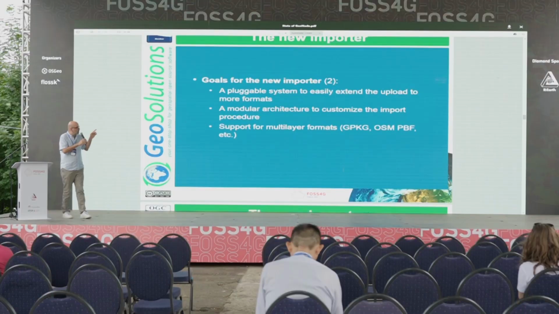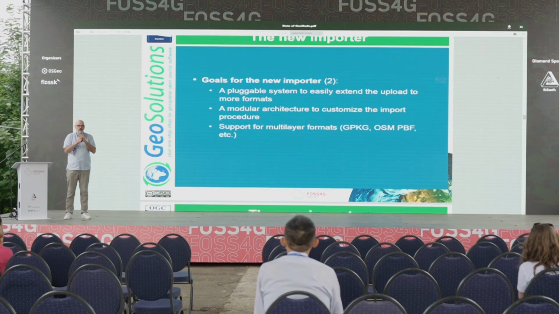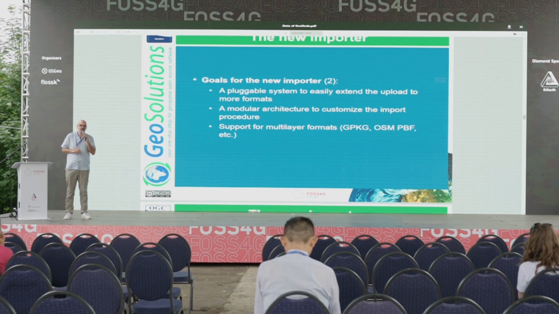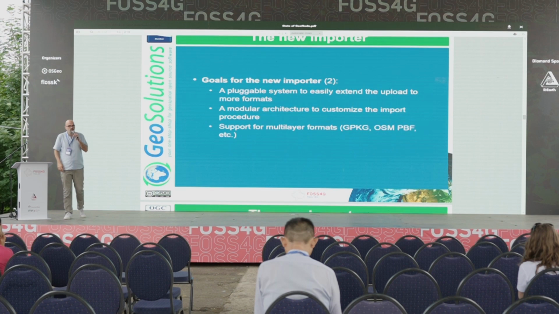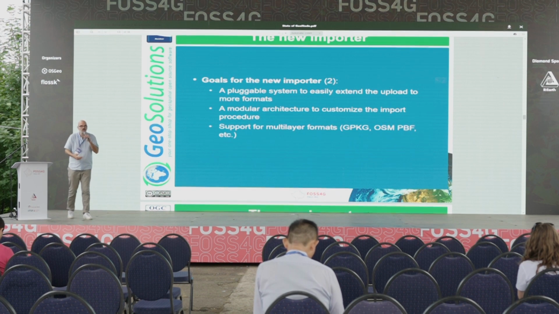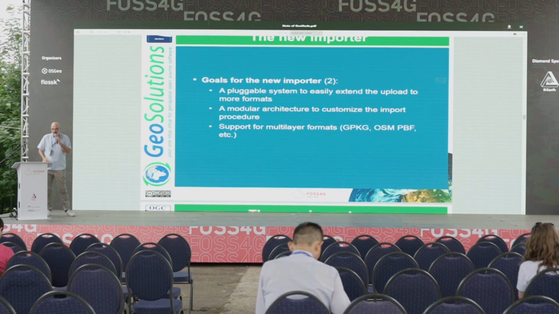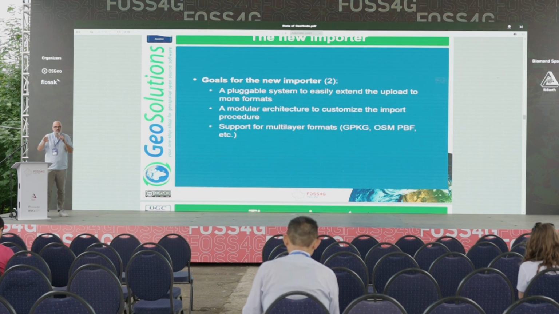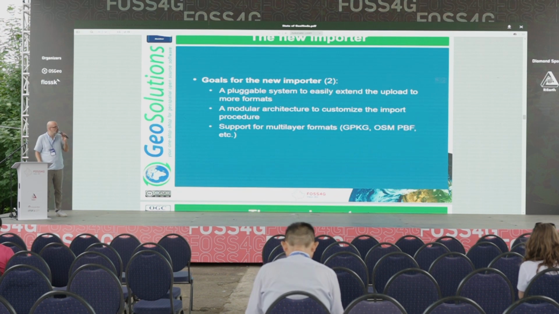Now we also have multi-layer formats that weren't available before. So now we are able to also upload geopackages containing multiple vector layers, for the moment only vectors. But we also have, not released yet, an example of an OSM PBF upload. So you can upload just the PBF with all the nodes and the edges from OpenStreetMap, and we can split the layers according to the tagging in OSM.